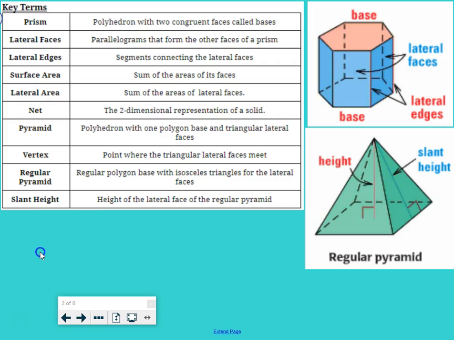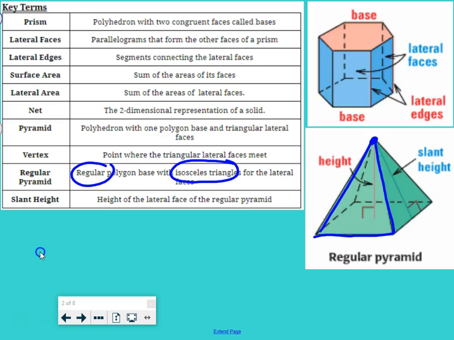Pyramid is a polyhedron with one polygon base and then the triangular lateral faces. Vertex is the point where the triangular lateral faces meet. So right up here, you can see there's a square rectangular base at the bottom, and then the other faces are triangular. A regular pyramid has a regular polygon base. So regular, remember all sides are congruent, all interior angles are congruent, with isosceles triangles for the lateral faces.